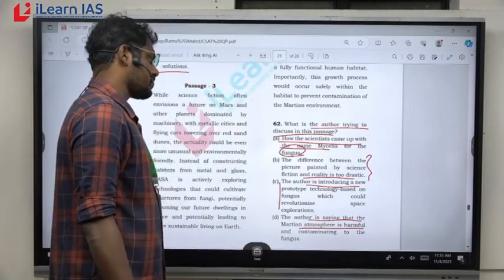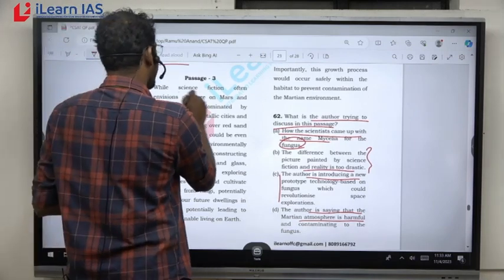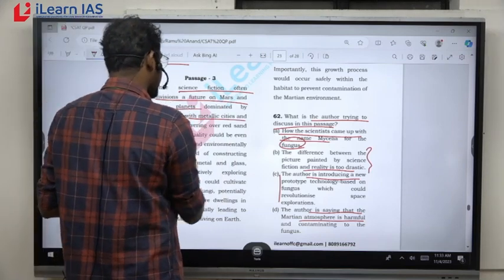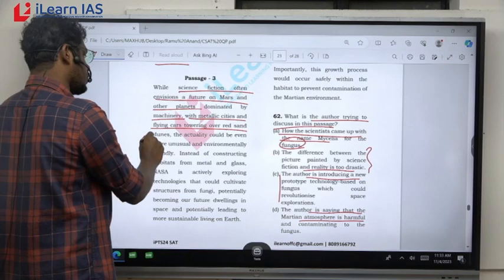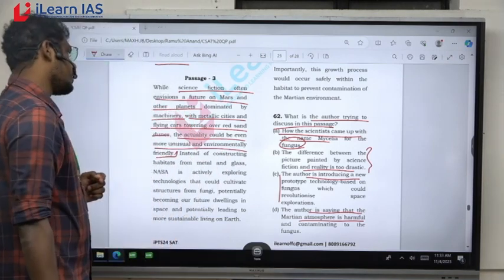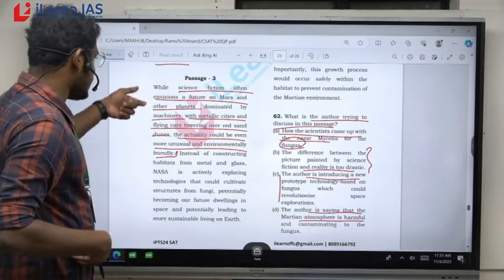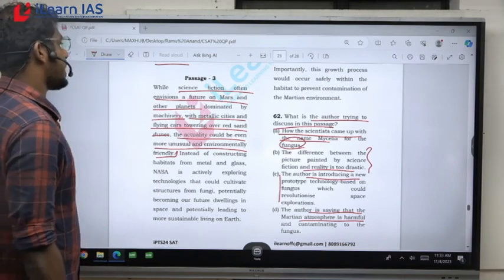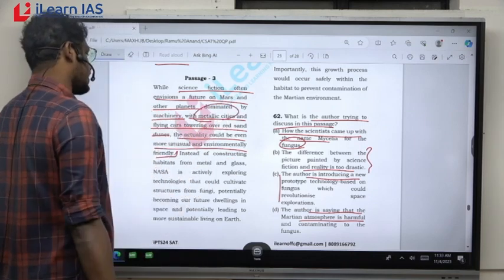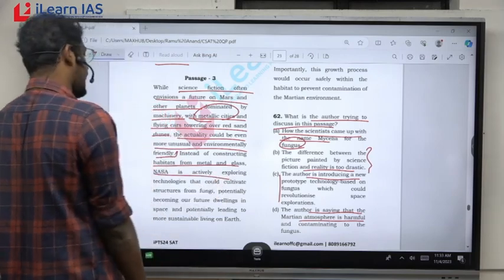So anyway, the passage reads, while science fiction often envisions a future on Mars or other planets dominated by machinery, with metallic cities and flying cars towering over red sand dunes, the actuality could be even more unusual and environmentally friendly. The passage initially says that science fiction often envisions a future on Mars characterized by metallic cities and flying cars, etc. Instead of constructing habitats from metal and glass, NASA is actively exploring.